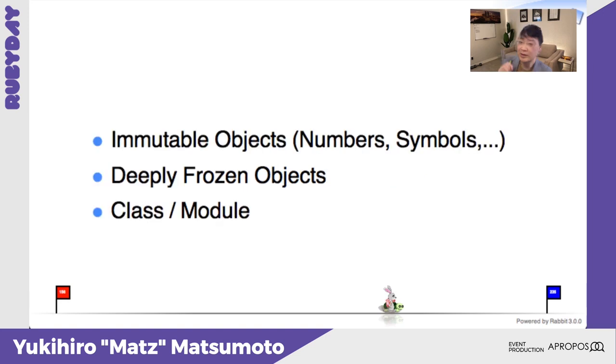Immutable objects, for example numbers, symbols and frozen strings, do not change, so they don't share state. And deeply frozen objects, like arrays with frozen data, immutable data structures or stuff like that, those recursively frozen objects are immutable, so they can be shared between Ractors. As exceptions, classes and modules can be shared between Ractors, and every access to the attributes of the classes and modules is exclusive to the lock. So heavy access to the attributes of the classes can be slow.